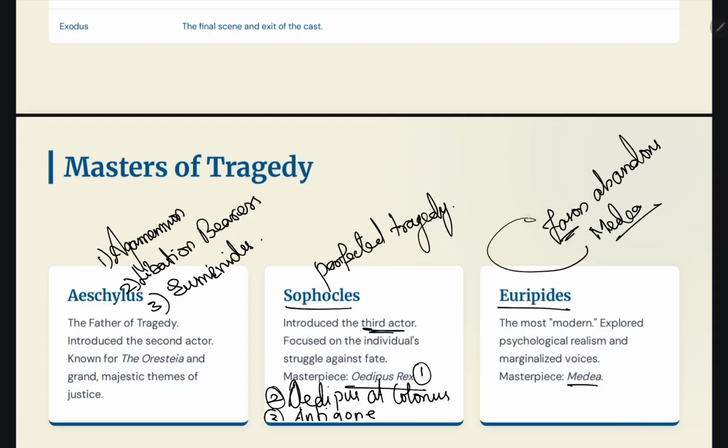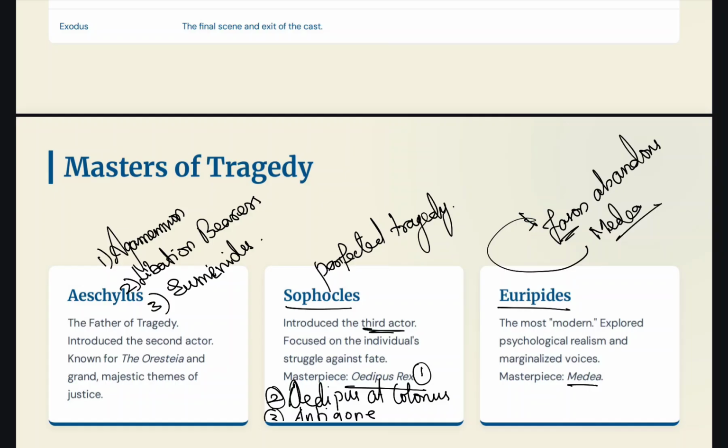And Medea takes revenge upon Jason. She kills Jason's new bride and her own children. In this story, is Medea a villain or a victim? Discuss.